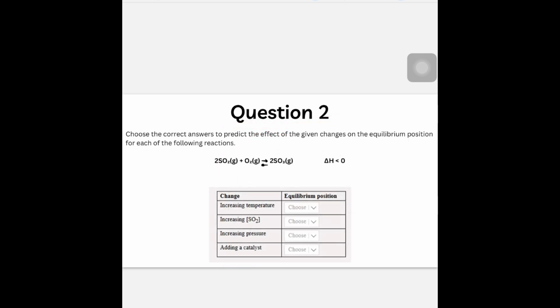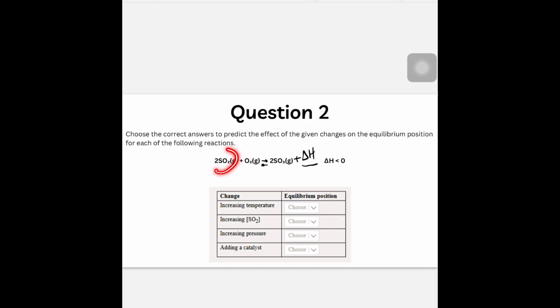Now in question 2, choose the correct answers to predict the effect of the given changes on the equilibrium position for each of the following reactions. This is a reversible reaction, and it's exothermic, so I directly like to put the delta H as a product since it's an exothermic reaction to determine how equilibrium is going to shift. And then I can start solving for each change. Now for the first one, I have an increase in temperature. So if I have an increase in temperature, then delta H is going to increase, and the system wants to decrease delta H, so the system is going to shift to the left. So for the first one, it's going to be left.